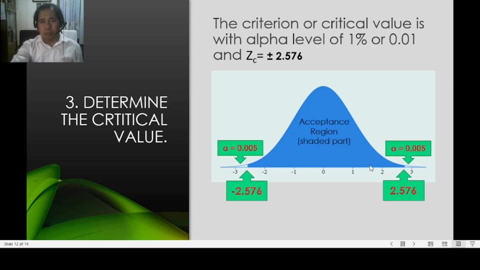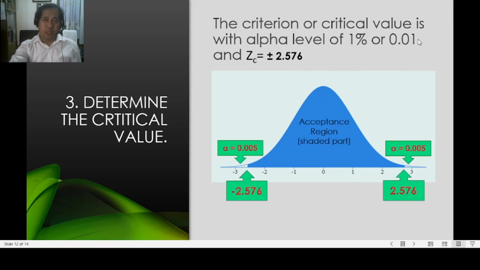Remember, that is two-tailed, and so the critical value is also located at the right side. Why? Because that is the same as two-tailed. Now I told you a while back that when that is two-tailed, the alpha level is divided into two.